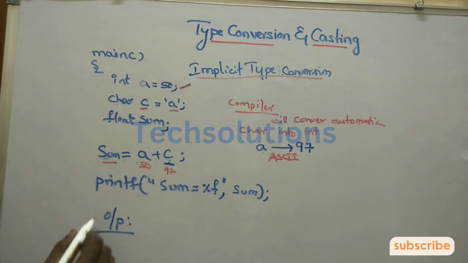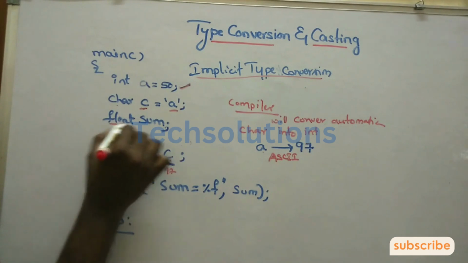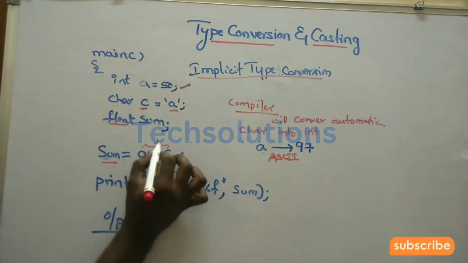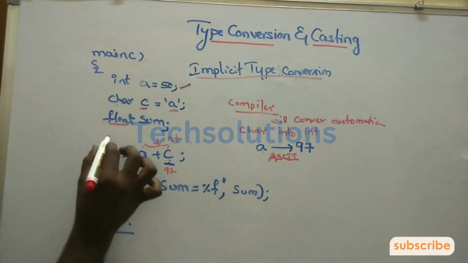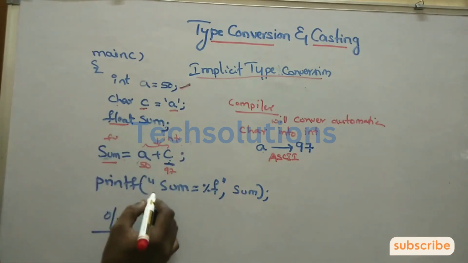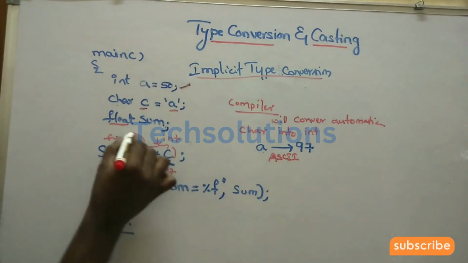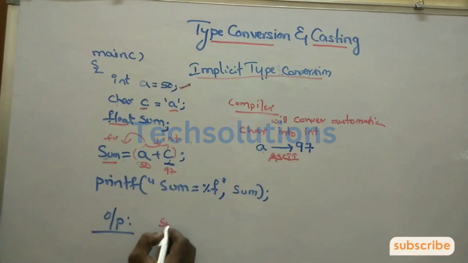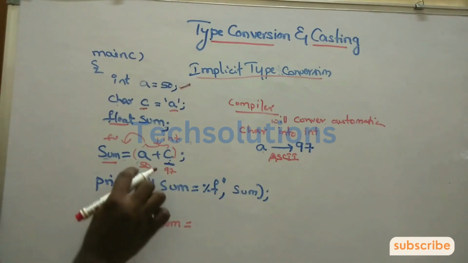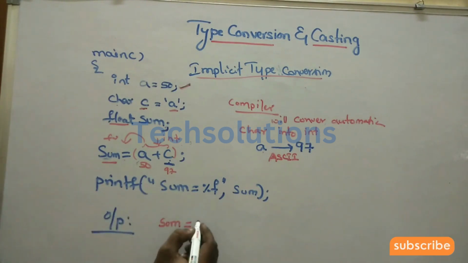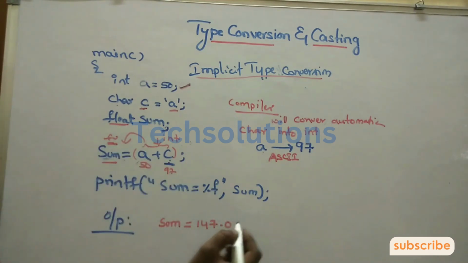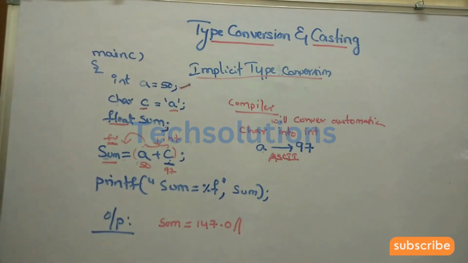Now again, what is sum? Sum is a floating point variable. The type of a and c is integer, right? Now sum is a floating point value. So again this integer value is converted into a floating point value for the result. That means finally we get sum equal to 50 plus 97, that is 147, the actual integer value. Now it will be converted again into floating point type, 147.0. This is the final output we get.